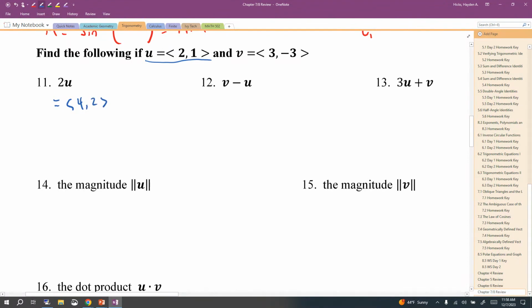Two times 2 is 4. 2 times 1 is 2. So 2 times u is 4, 2. That's exactly right. Then we look at v minus u. Now, if I were taking vector v and subtracting u, how would you expect that to work? What would you expect to be in the first spot? That's exactly right. What you would expect to be in the first spot would be the difference of the first spots, which is actually how it works, okay? So it's 3 minus 2, because it's v minus u, not u minus v. Don't forget that, which is 1. The next spot is negative 3 minus 1, which is negative 4.